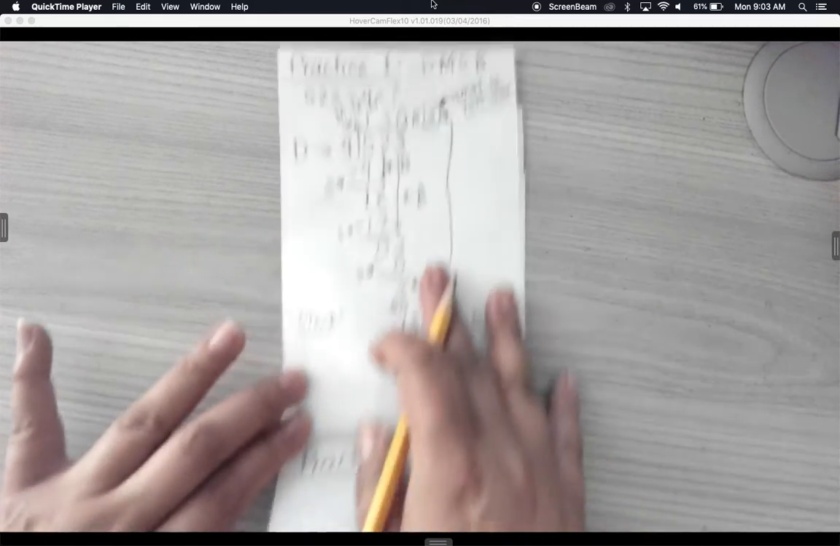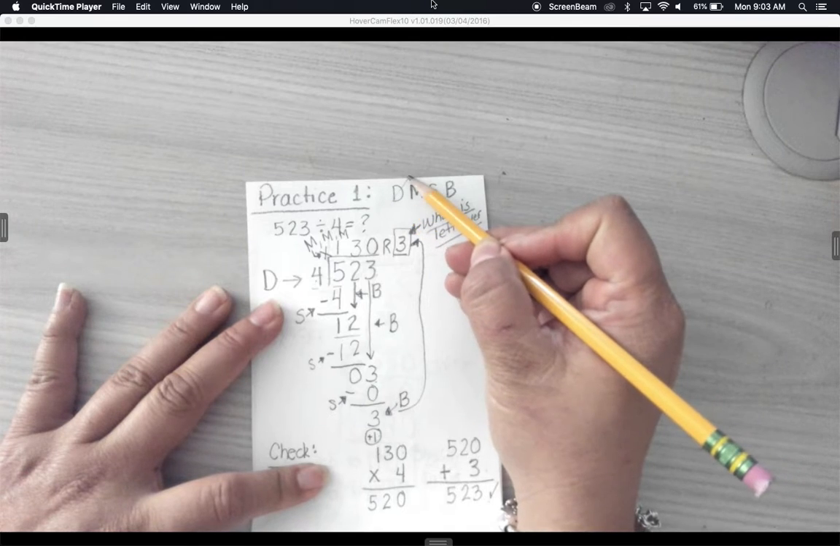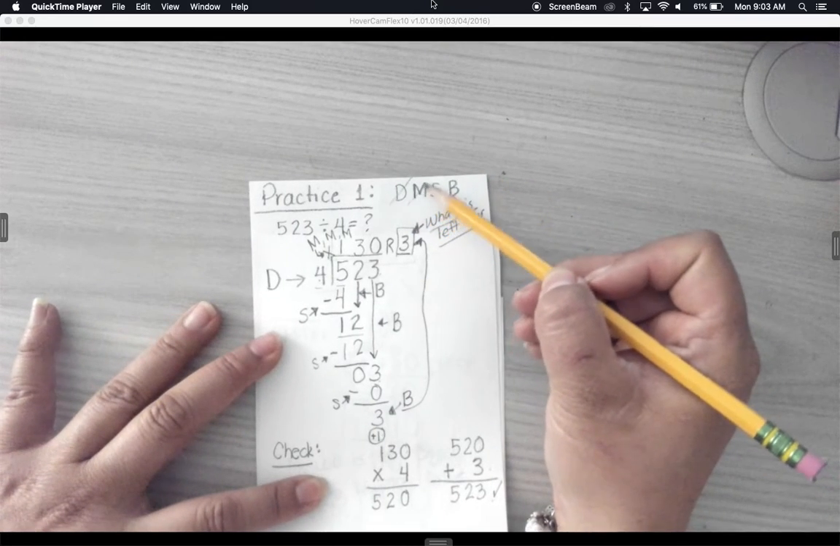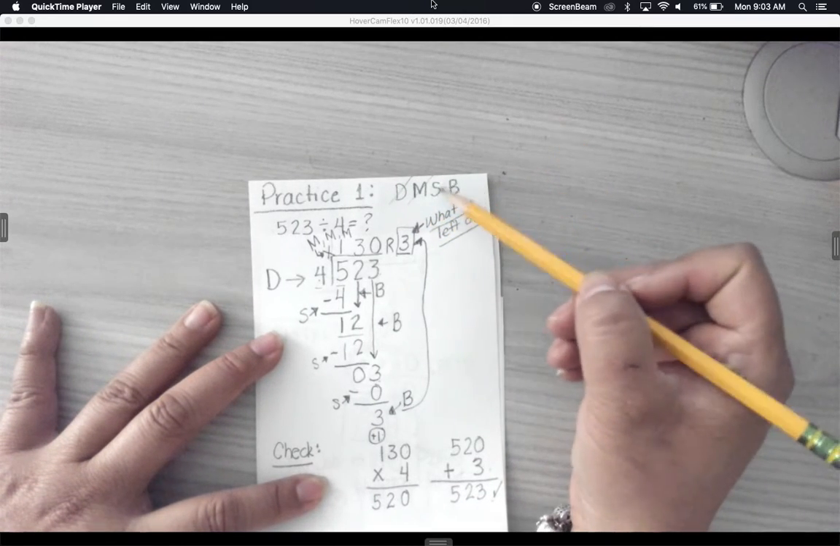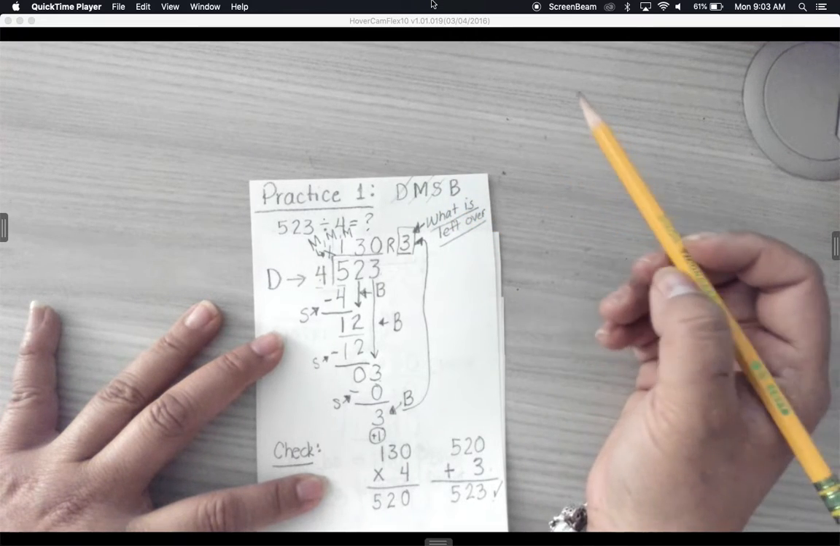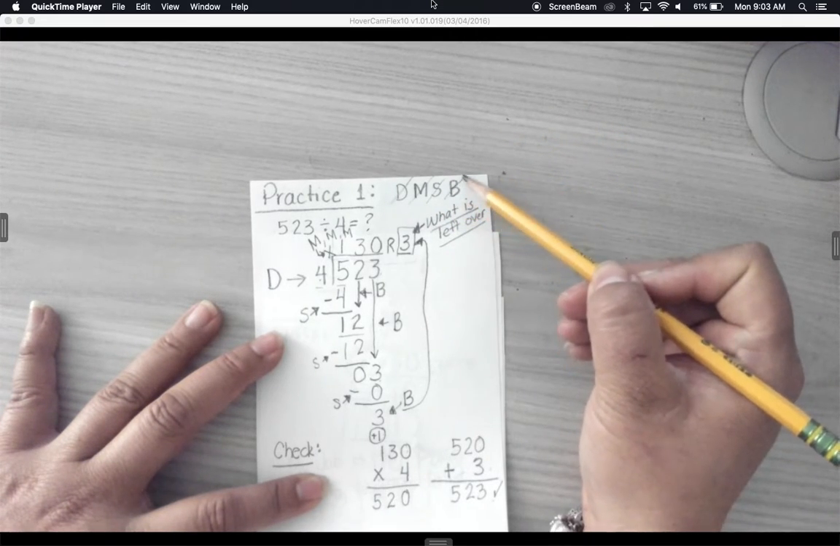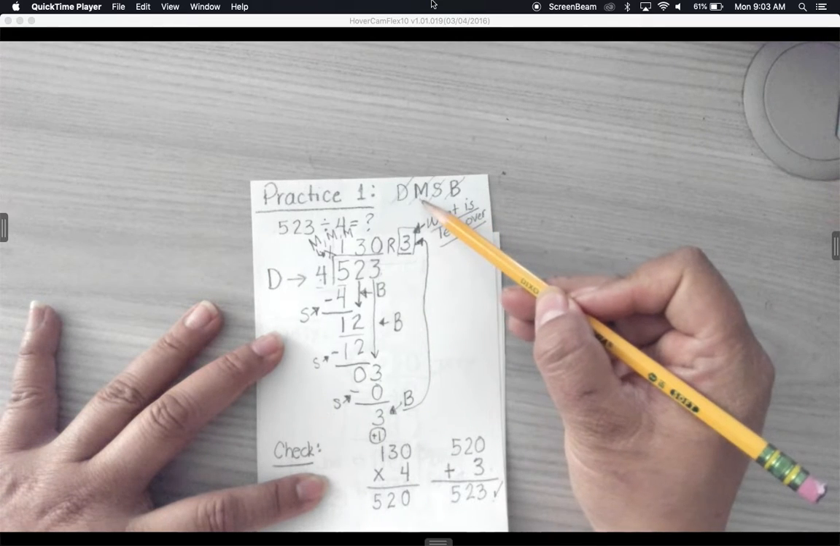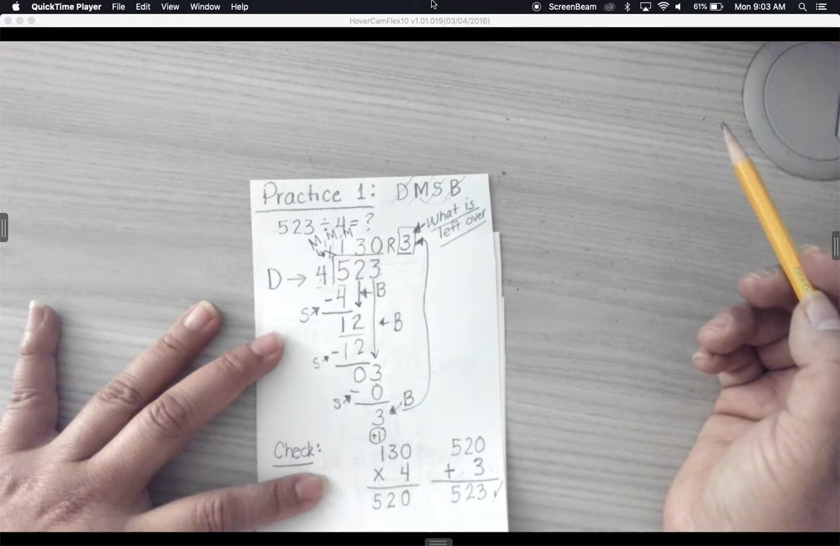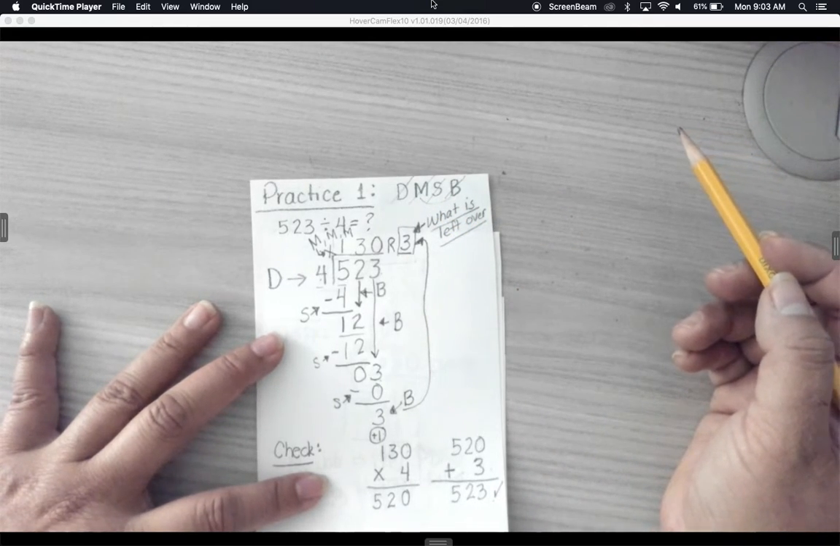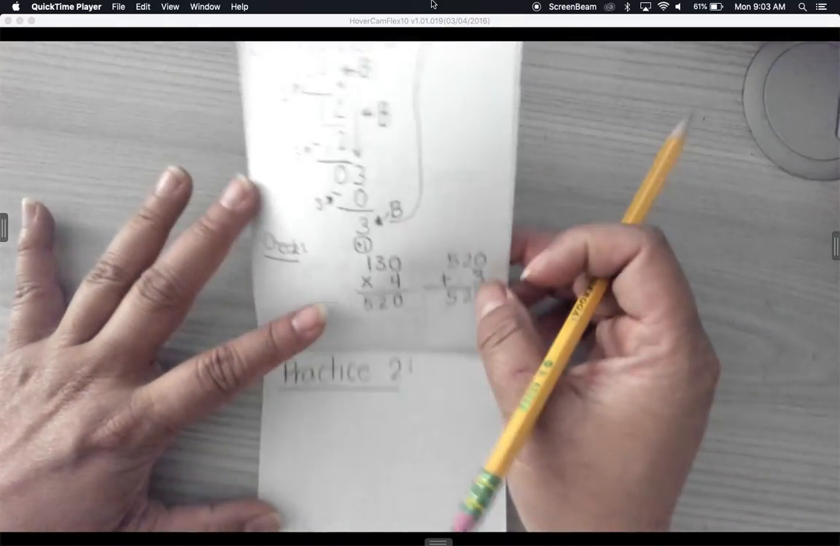Okay, so did we do D? Did we do M? A lot of M's. Did we do S? A lot of S's. And did we do B's? A lot of B's. Because these 3 people always want to compete. And Dad usually does what? Sits back and watches. All right.